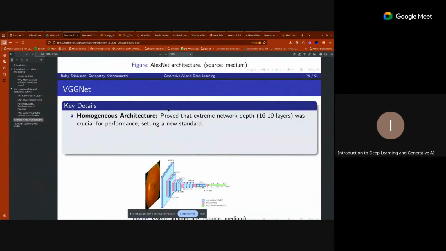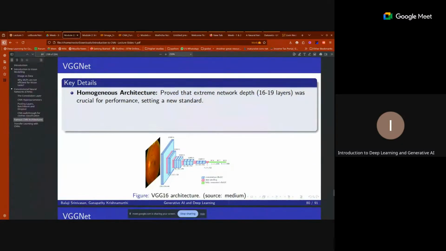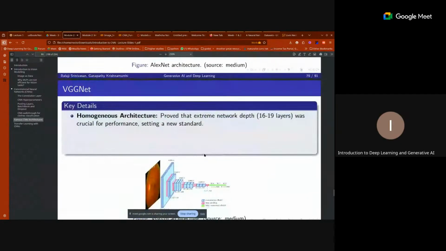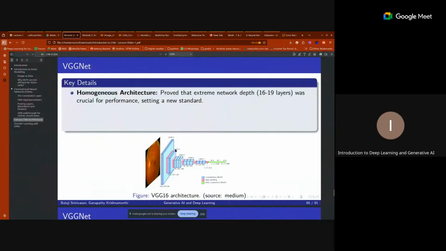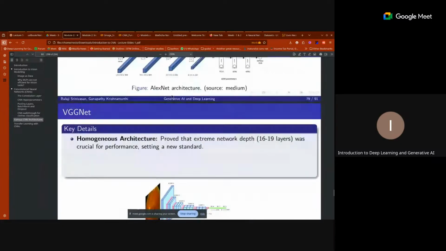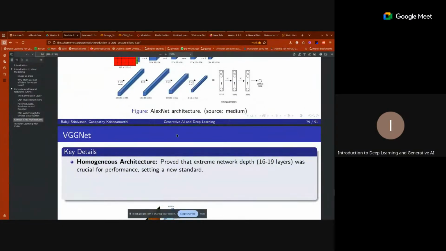And then there came this VGG net. So here the major idea is that 3 by 3 kernels are used alternatively, the same kind of kernel, and then one kind of pooling layer is used. So this introduces the use of pooling layers.